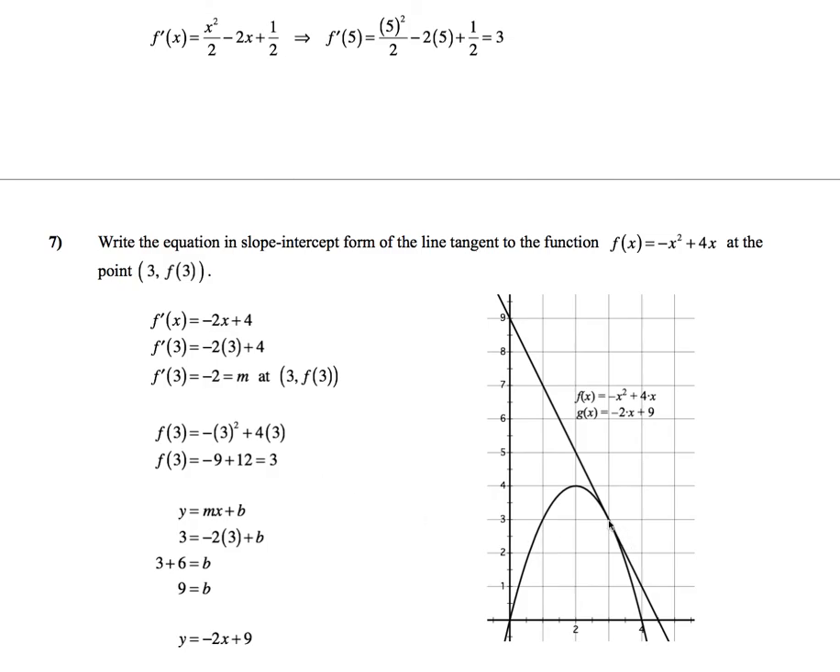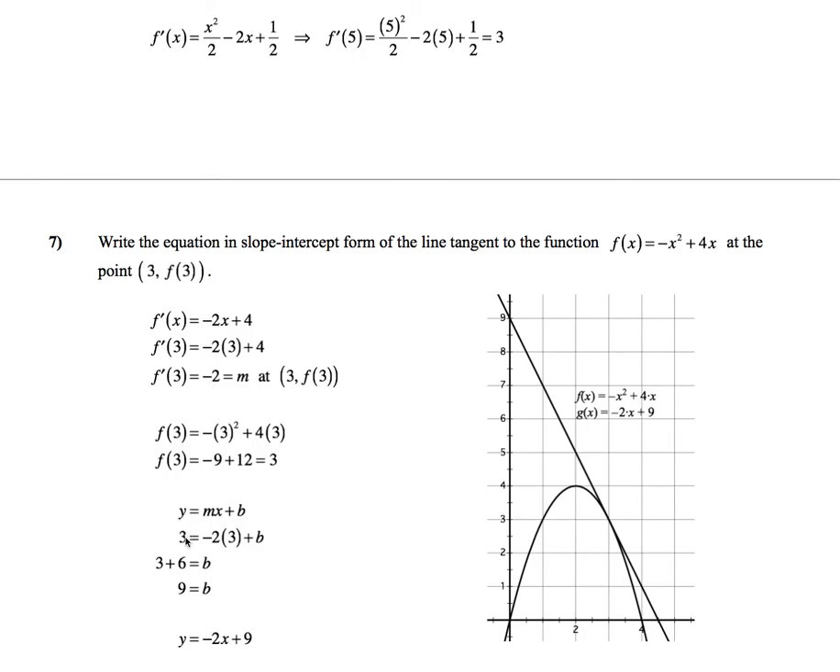And so you can see that here on the graph. X is 3, y is 3. And this parabola is the graph of negative x squared plus 4x. Now we need the equation of the line. And in order to calculate the equation of the line, we just need one point, which we've got, 3, 3, and the slope, which we also got, negative 2.